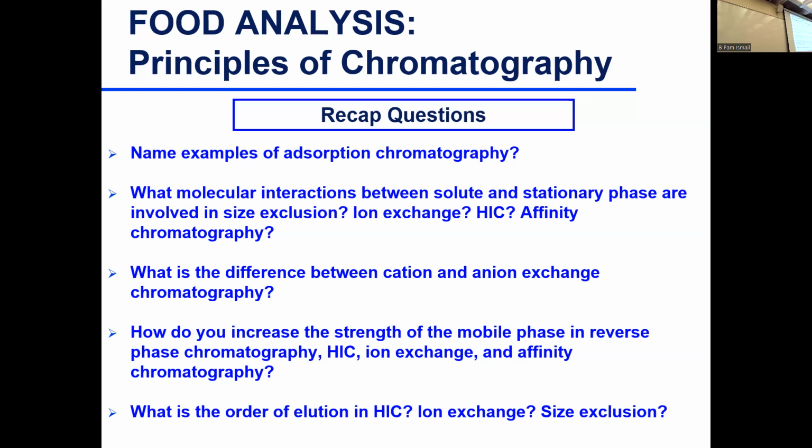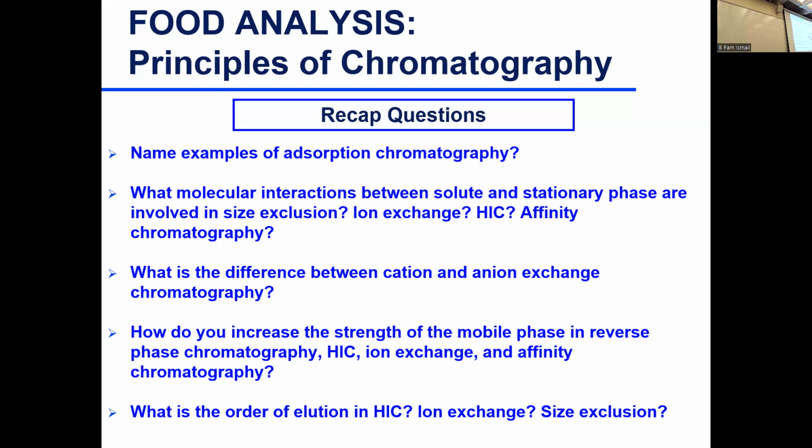All right, what molecular interactions between solute and stationary phase are involved in size exclusion? So for size exclusion, there is none. You don't have interaction with the stationary phase. Actually, those solutes are just separating based on their size.